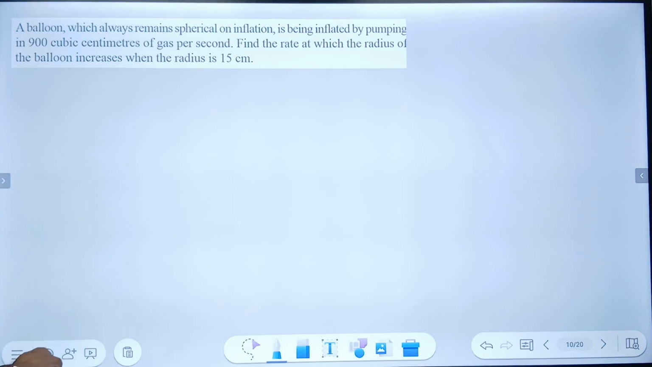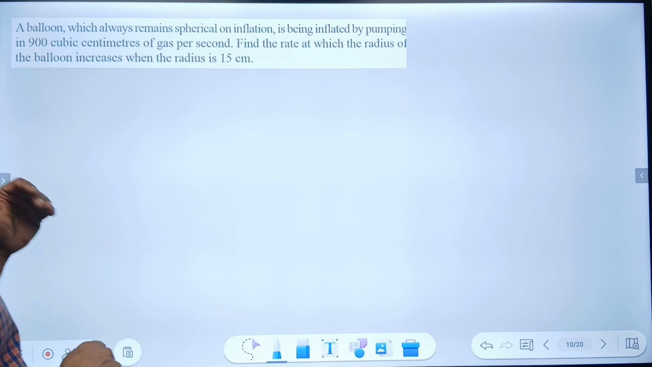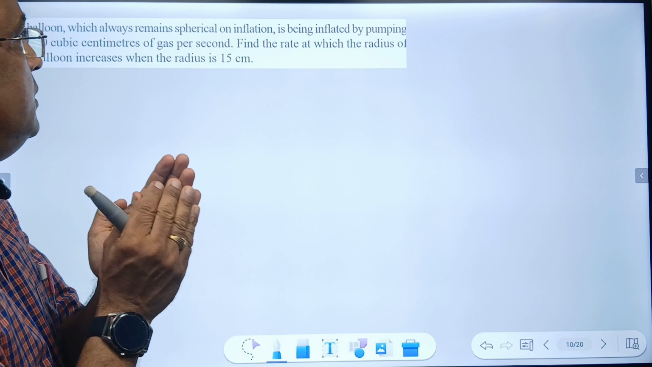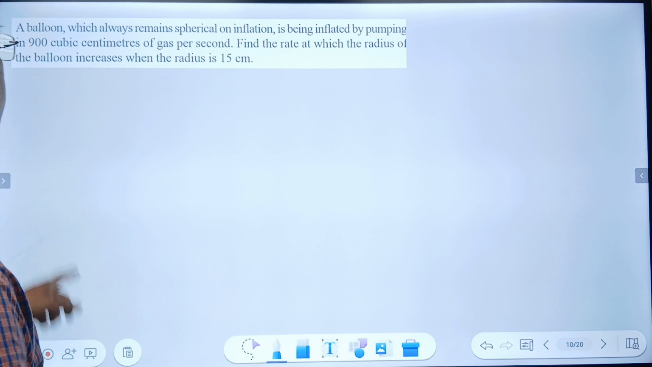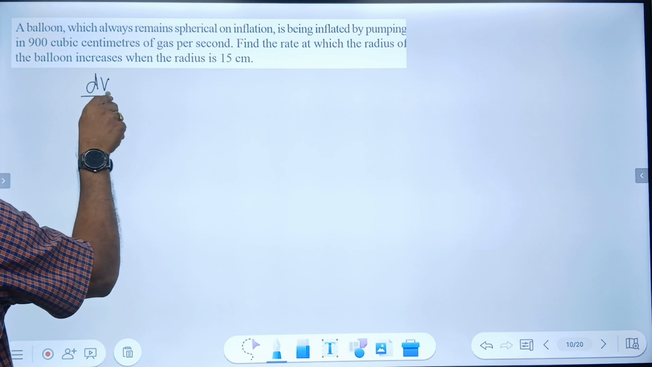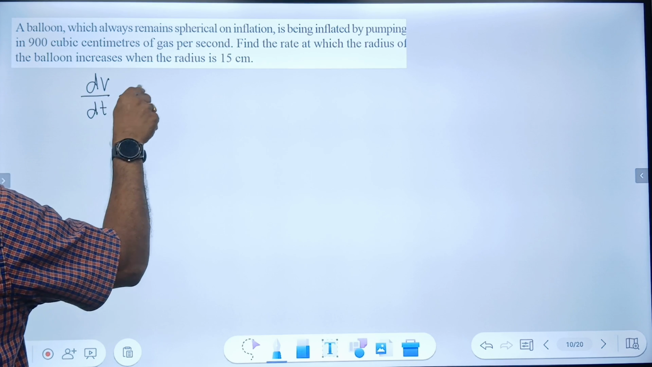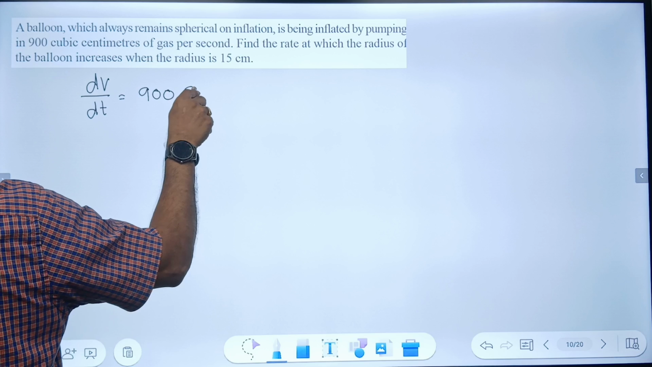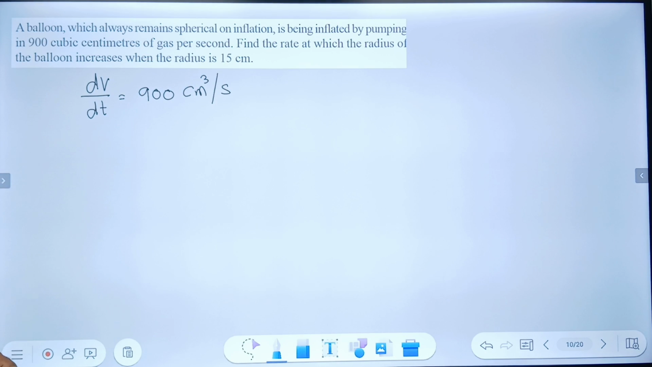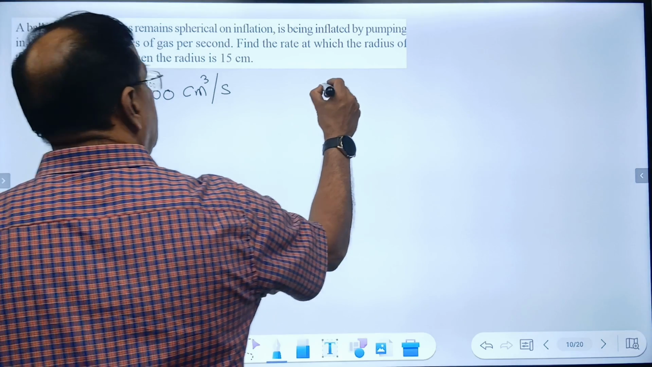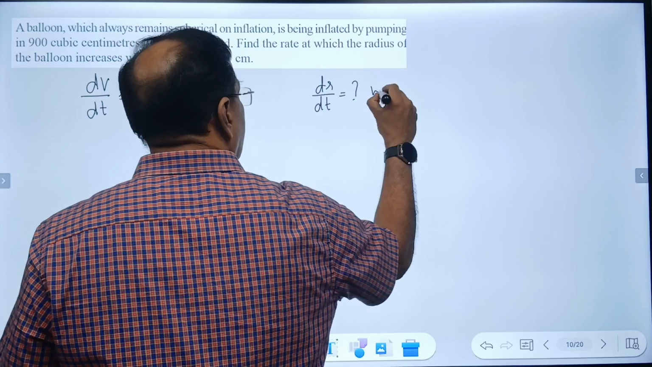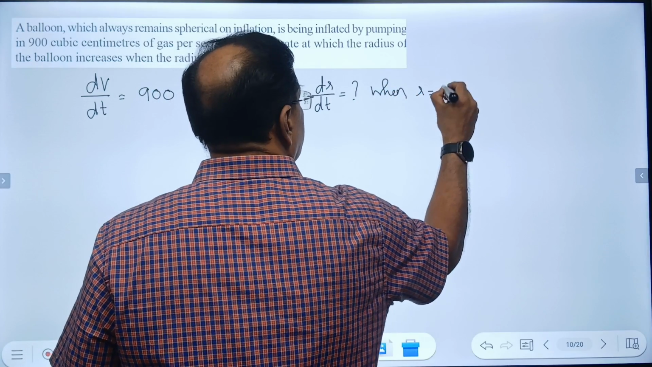The next question: a balloon which is always spherical on inflation. So when I blow the balloon, the shape of the balloon is a sphere. It is pumped in with 900 cubic centimeter of gas per second. That means volume, cubic centimeters. So dV by dt is 900 centimeter cube per second. Now find the rate of change of radius. So I want to find dr by dt. When do I have to find dr by dt? When my radius is 15 centimeter.